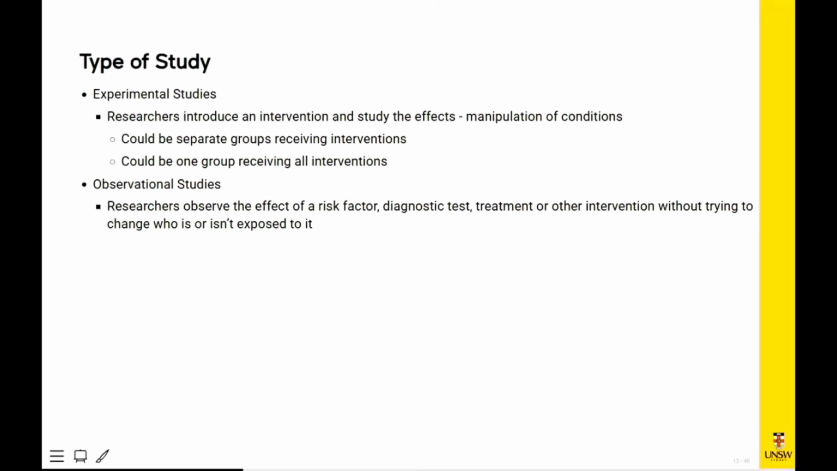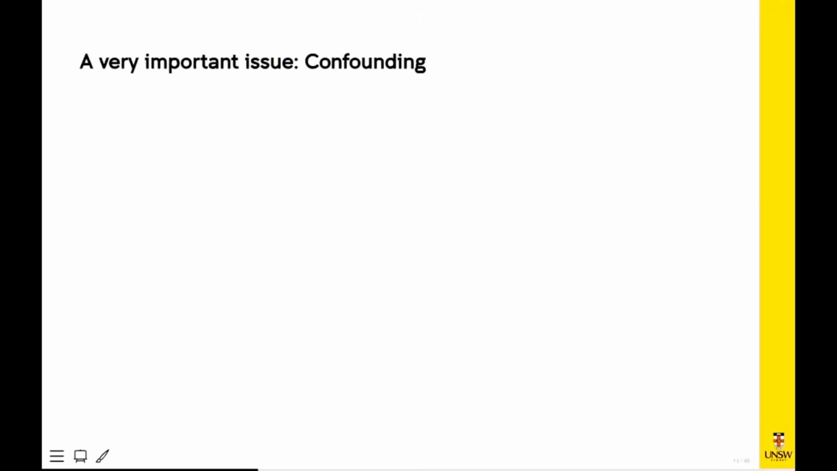Observational studies, these are studies in which researchers observe the effect of a risk factor or some sort of diagnostic test or other intervention without trying to change who is and who is not exposed to it. So there isn't some sort of researcher manipulation going on.